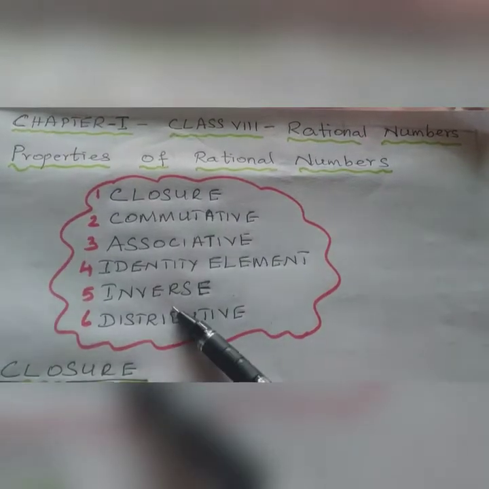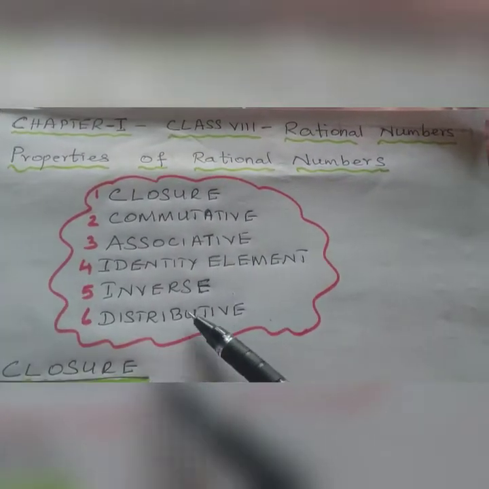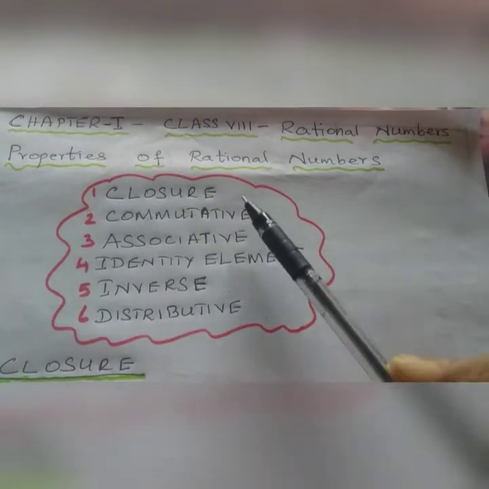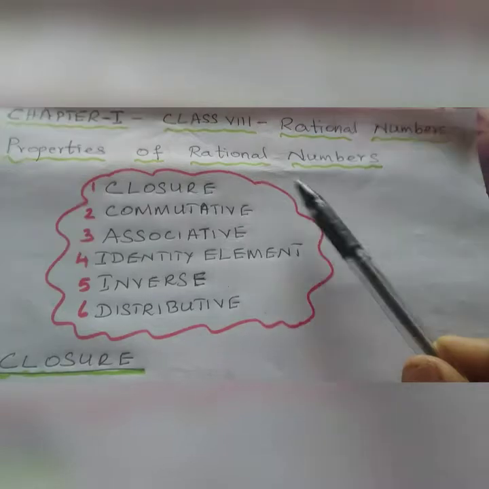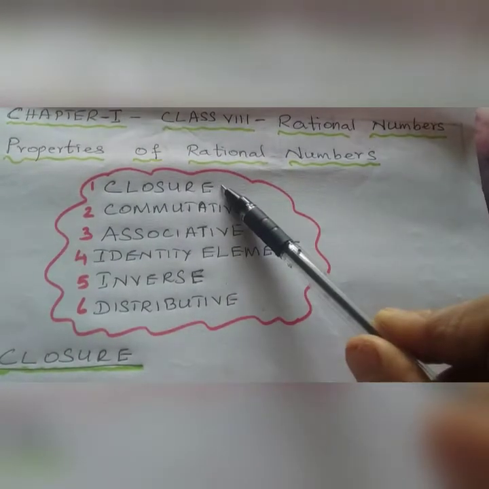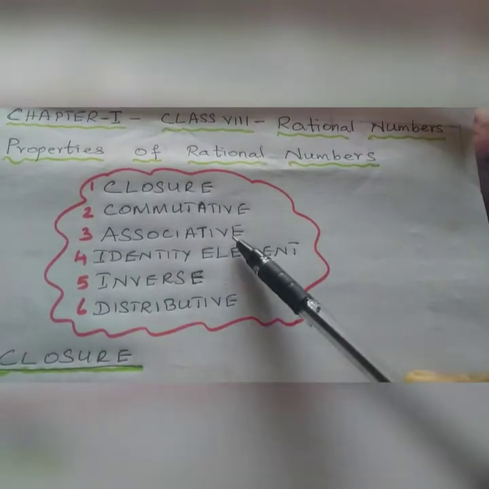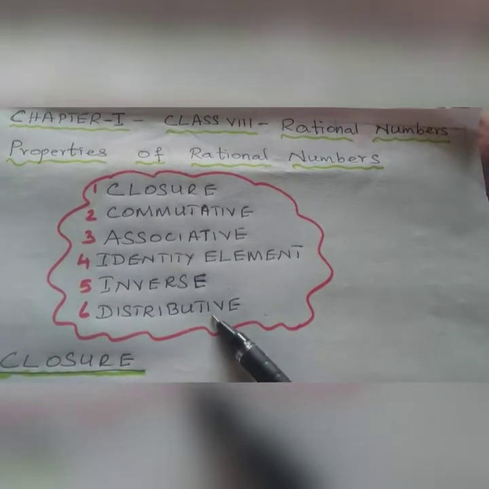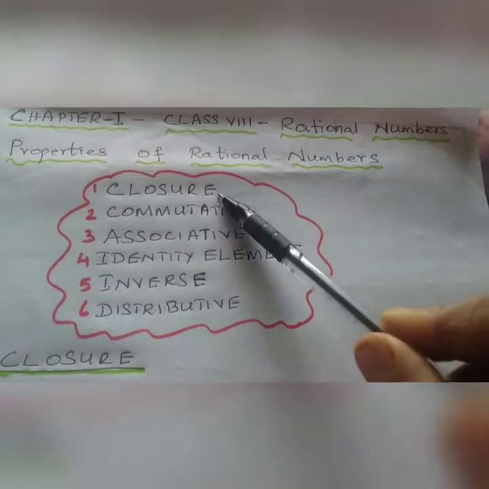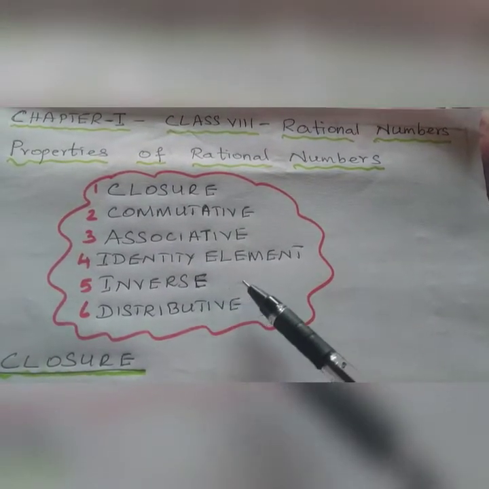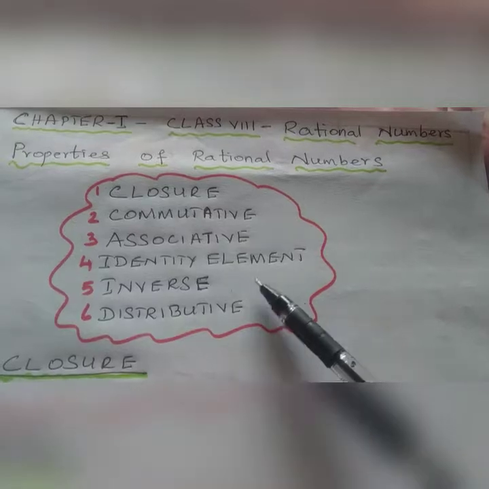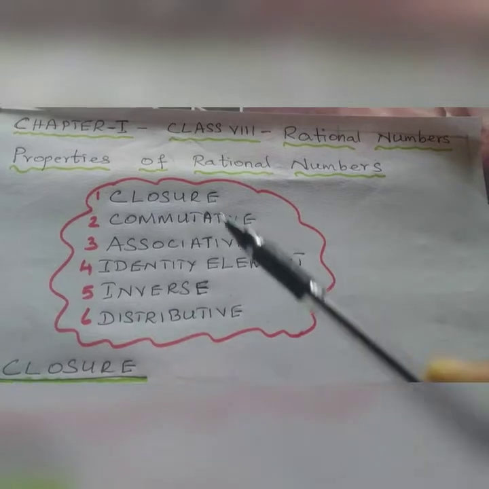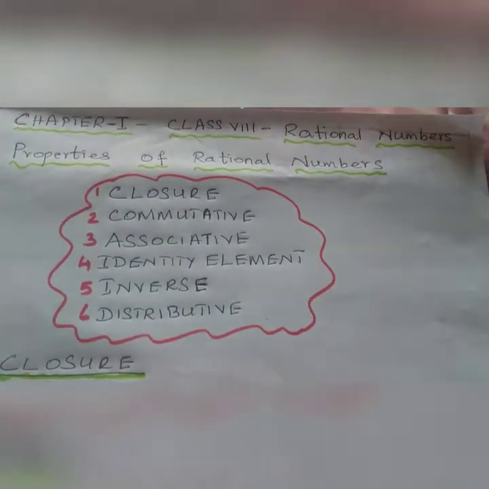There are 6 properties we have, which we have studied already for whole numbers in 6th standard and for integers in 7th standard. Now we are going to do the same properties for rational numbers in 8th standard. The properties are closure, commutative, associative, identity element, inverse, and the last one is distributive property. Now each of these properties we are going to see for all the 4 operations of mathematics, which are addition, subtraction, multiplication and division. First we'll see closure property for all the 4 operations.